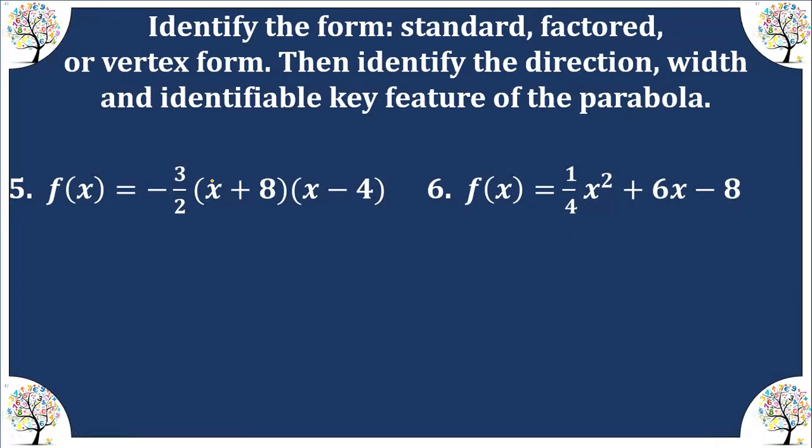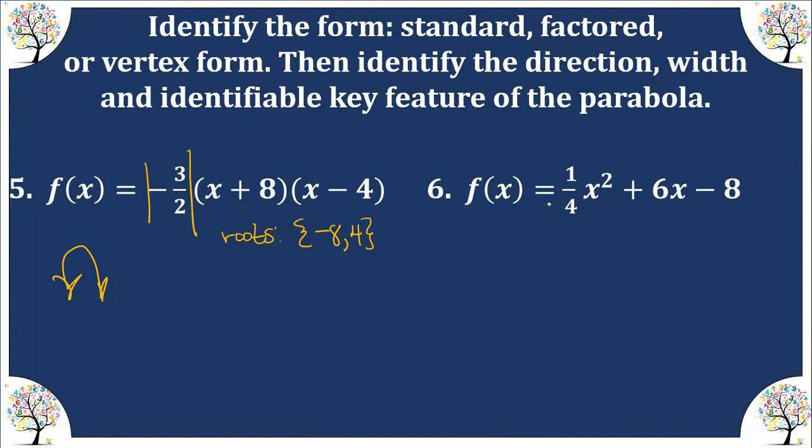Number 5, this is factored form, so we know our roots: -8, 4. Our a value is negative, so it's going to turn down. The absolute value is more than 1, so it's going to be a stretch.